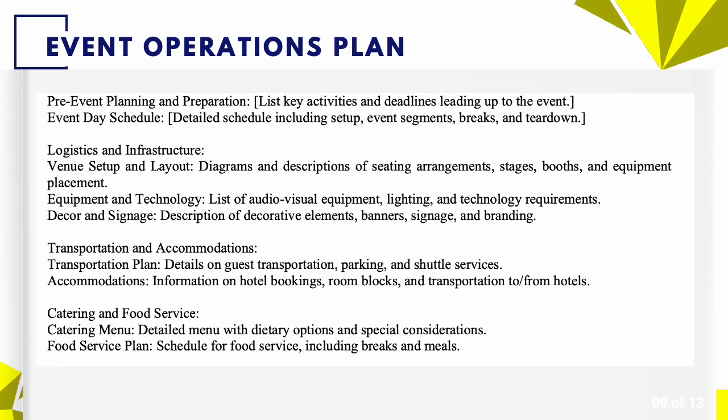Then equipment and technology: a list of audio-visual equipment that you will need, the lighting and the technology requirements. The decor and signage: list all the descriptions of decorative elements that you need, the banners, the signage, and the branding. And in transportation and accommodation, within the transportation plan, you must list all the details on guest transportation, where they will park, and which shuttle services they will take. Then the accommodations: list all the information on the hotel bookings, the room blocks, and transportation to or from the hotels, especially the time.